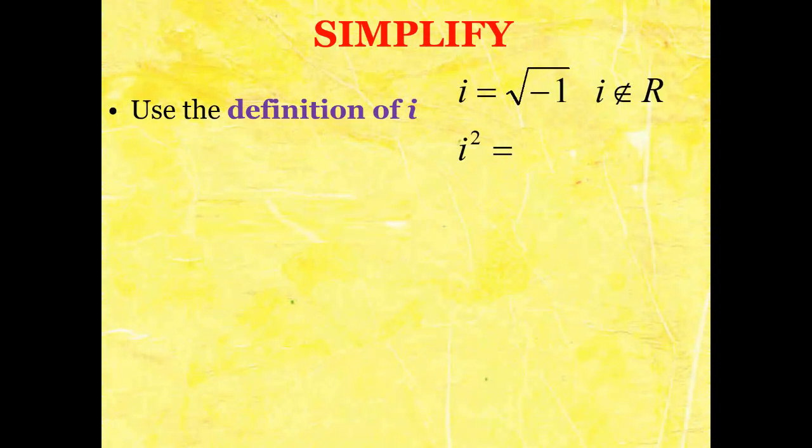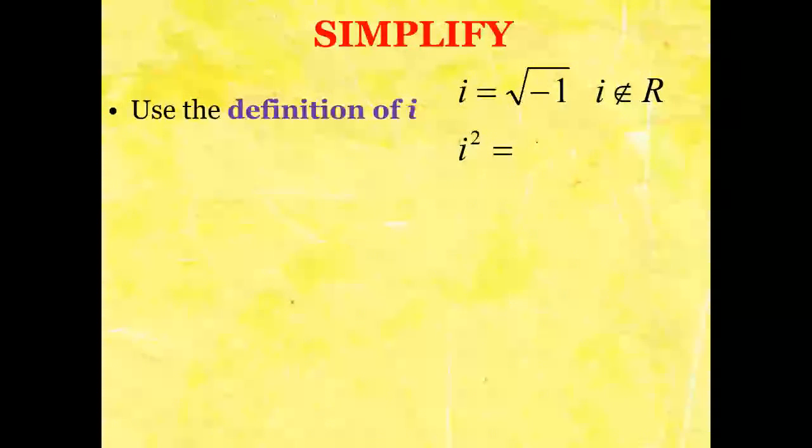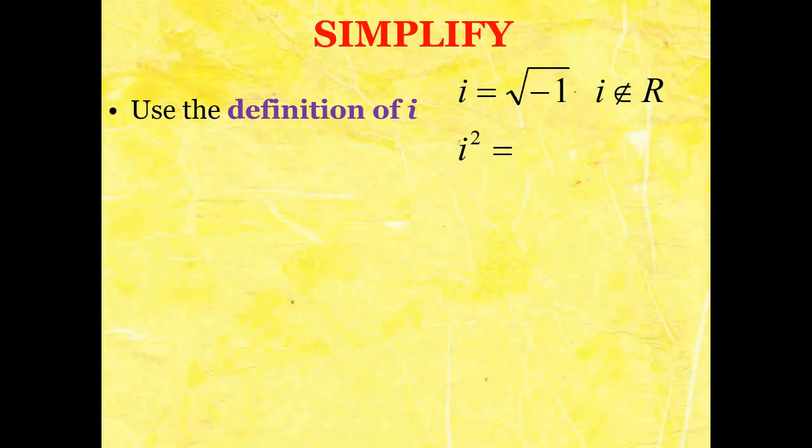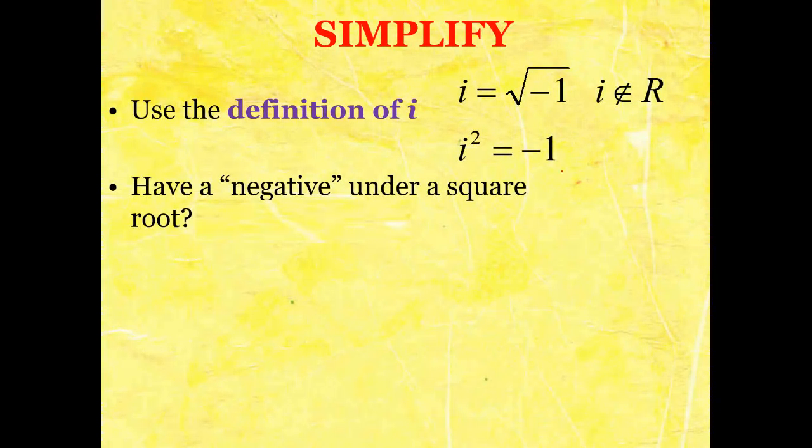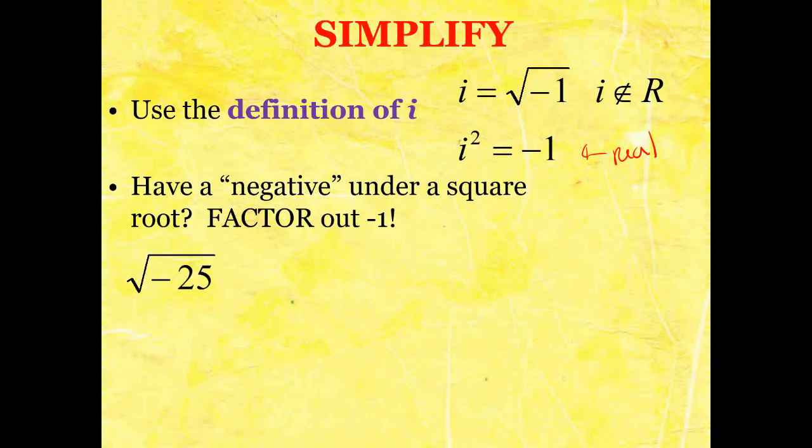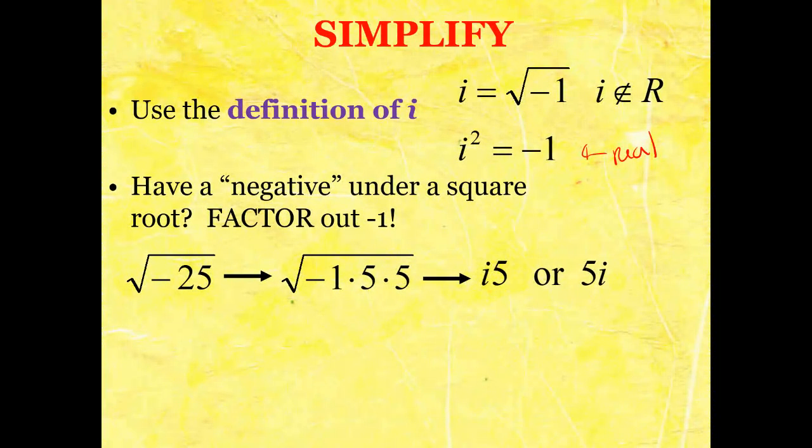So the definition of i. As the video talked about, i is the square root of -1. It's an imaginary number. It is not real. It is pure imaginary. Therefore, i squared is -1. This is a real number. If you have a negative under a square root, factor out the -1 and simplify. The square root of -25 is the same thing as the square root of -1 times 5 times 5. Therefore, it is i5 or 5i.